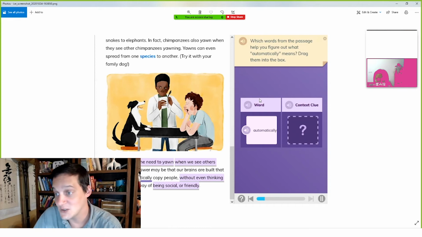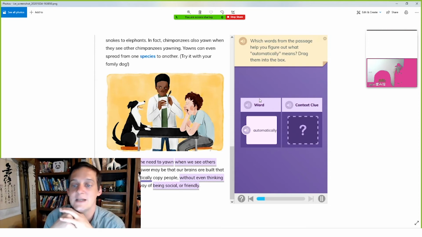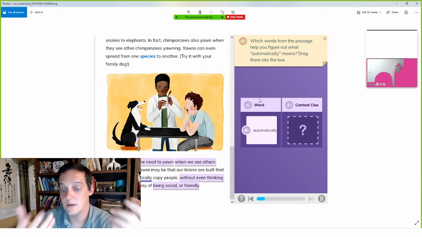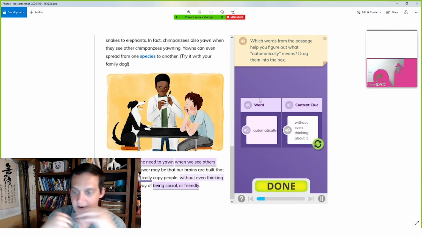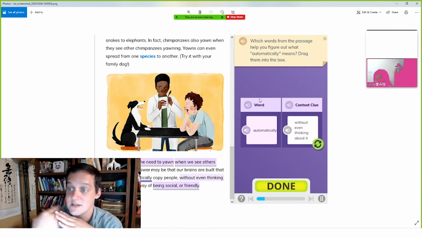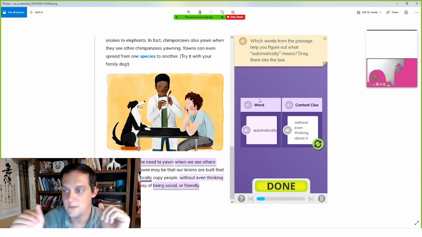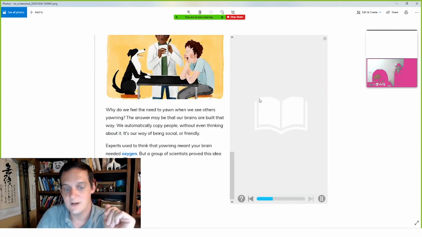So, we've already answered this one, but we'll go over it anyways. Which of these highlighted phrases helps us to understand the word automatically? Without even thinking about it. Yeah, very good. So something that is automatic just happens by itself. You don't think about it. You don't need to do anything. It happens. You can't stop it either. Well, you could. With practice, you could.